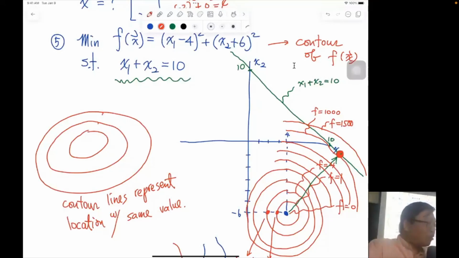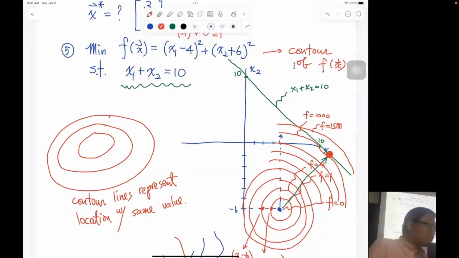I just want you to understand there is something called constraint functions, and you are inside this design space. You're trying to find a solution that satisfies the constraint and minimizes your objective function.